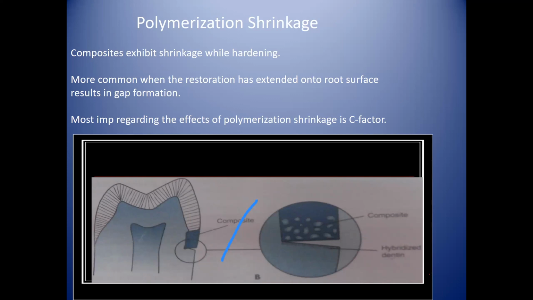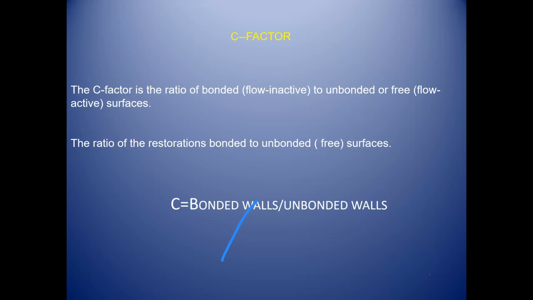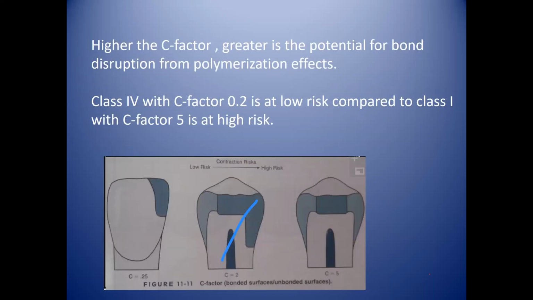more commonly when the restoration has extended into the root surface, resulting in gap formation. Most important regarding the effect of polymerization shrinkage is the C factor. That is, C factor is the ratio between the bonded walls and unbonded walls. So what happens is when there are more bonded walls, the residual stress within the restoration increases. That is, the inward pull towards the restoration from its outer surface increases, which puts more pressure on the bond between the restorative material and the tooth surface, which can cause bonding failure.